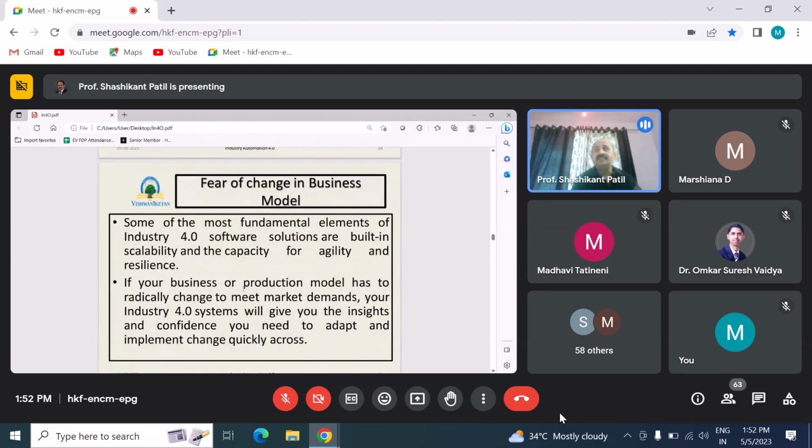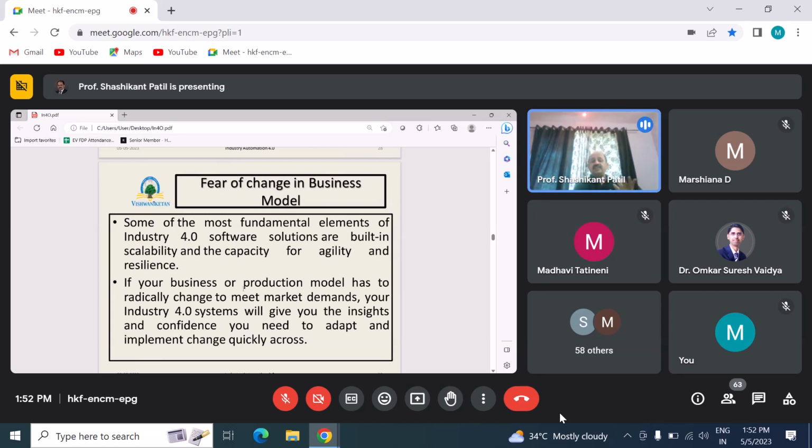Then there is always fear of change in business model. So business model, there are drastic conditions. Every day there is a new situation in the corporate and industry sectors. Many circumstances also change. So if the business model changes, if you have adopted Industry 4.0 processes and suddenly the business model changes, in that condition, are you going to cope up?